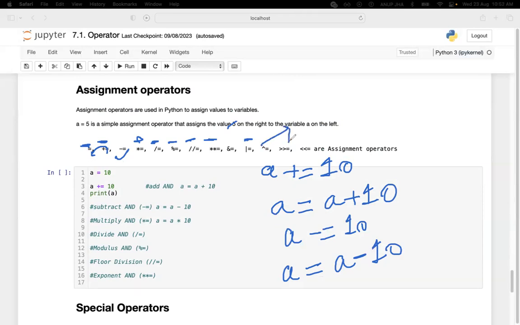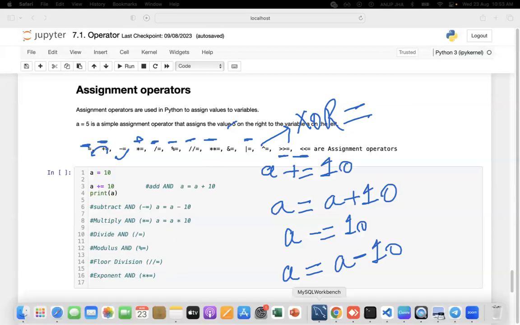This is the symbol for XOR, and this is XOR equal to. This is a right shift equal to, and this is left shift equal to. These all work as they are. So I will provide you this sheet. You can practice it. You can see all those things.